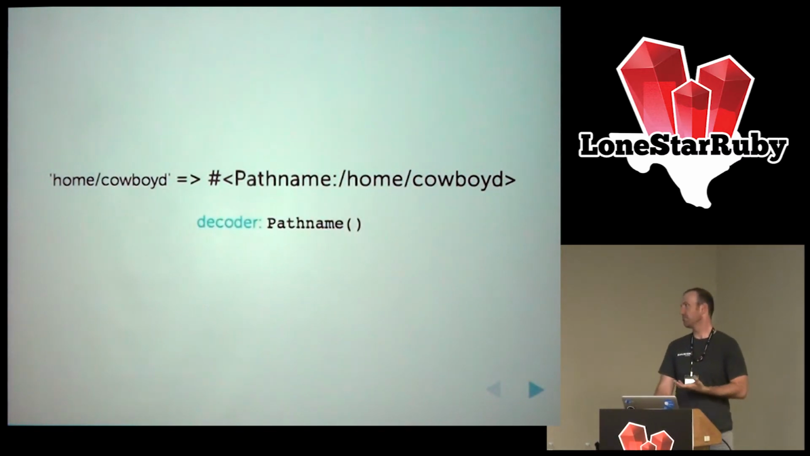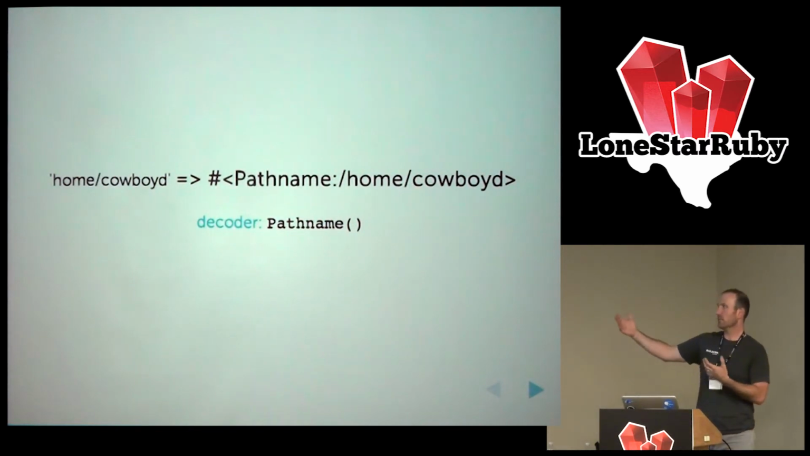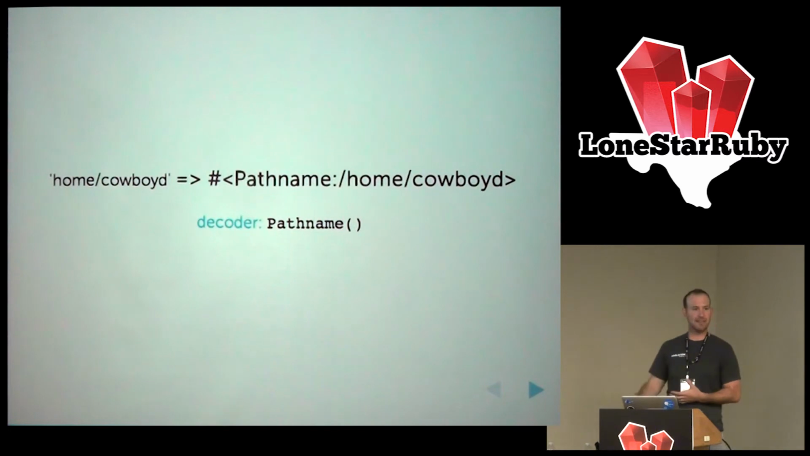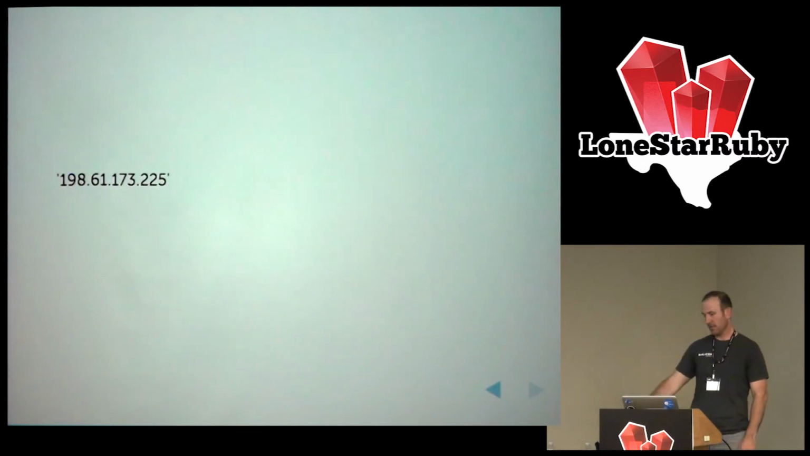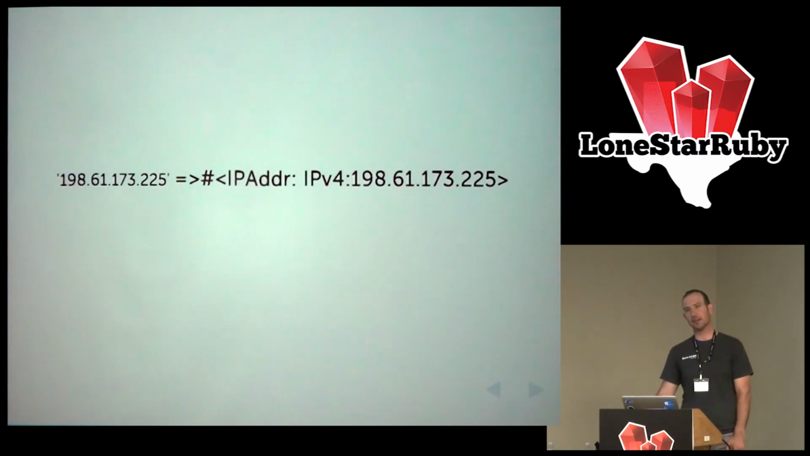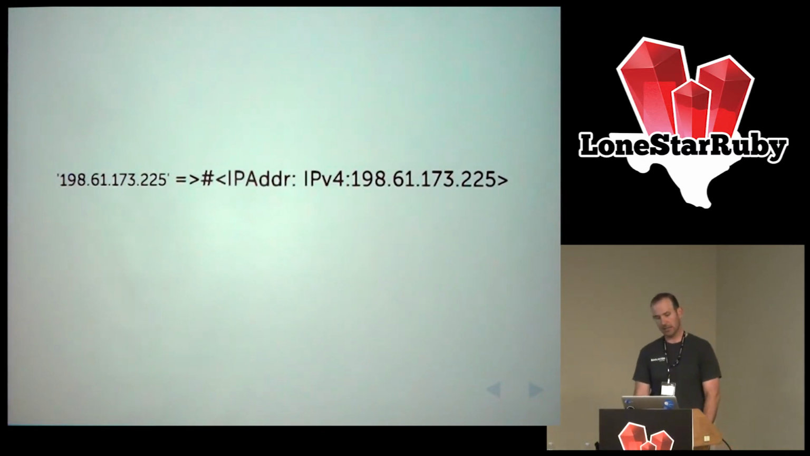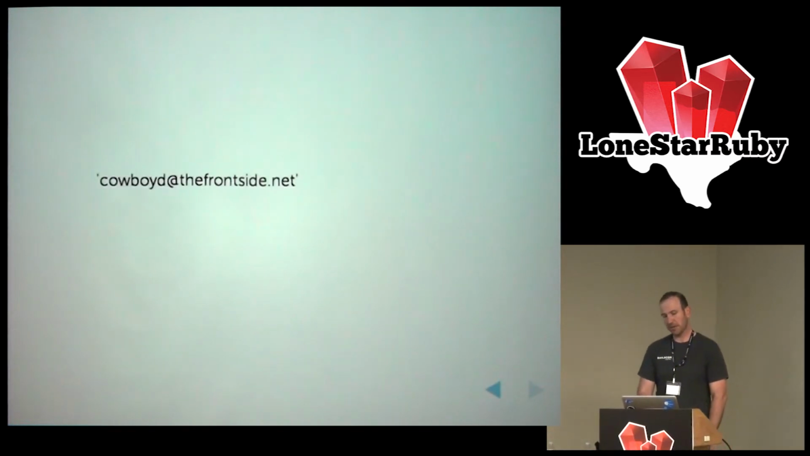This is, in essence, the concept of decoding, and the decoder that I want is the global path name function. The same thing for this. This is an IP address. This is a string, but what I really want is an IP adder object, and the decoder for that is just the constructor.